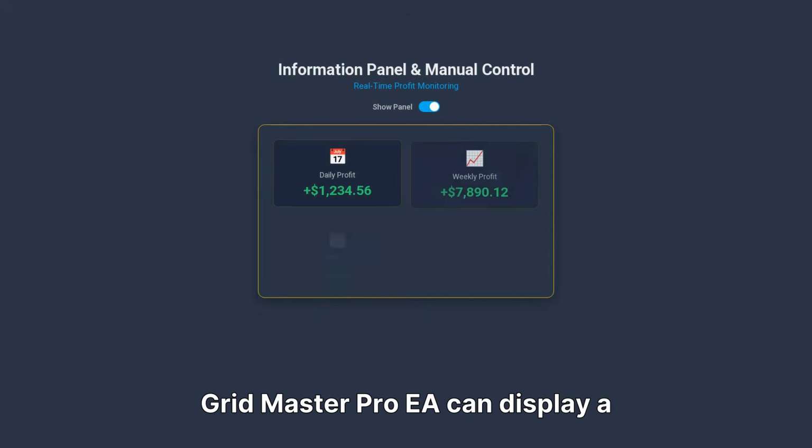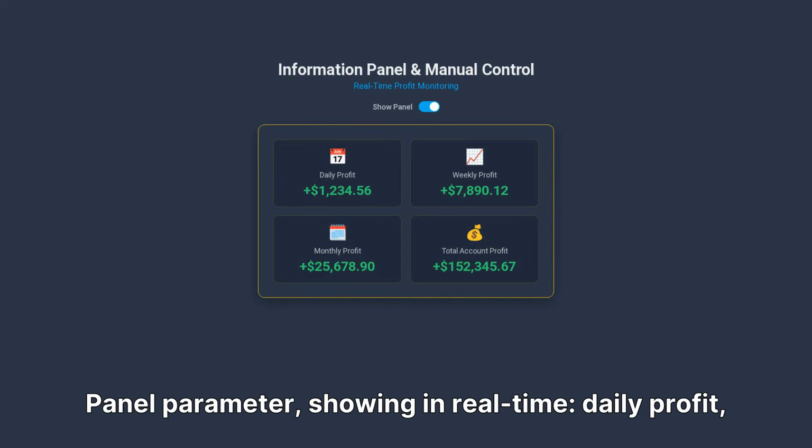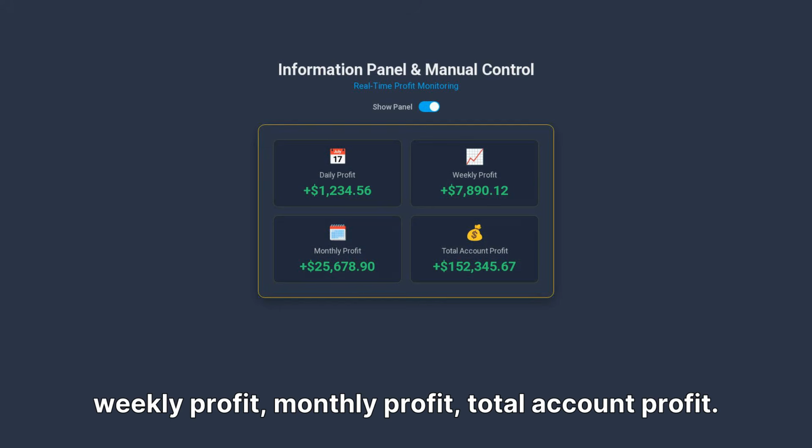Information panel and manual control. Gridmaster Pro EA can display a built-in information panel activated by the Show Panel parameter, showing in real time daily profit, weekly profit, monthly profit, total account profit.